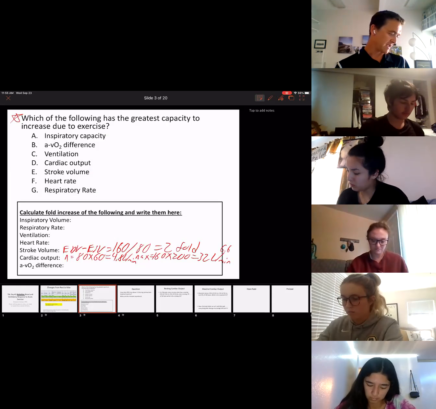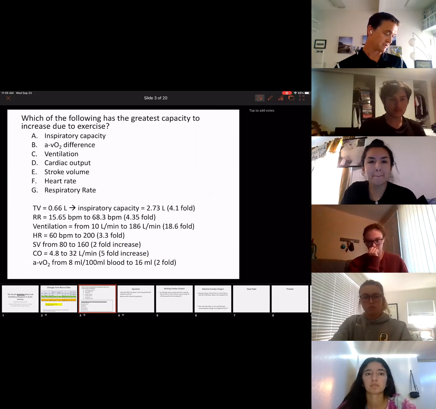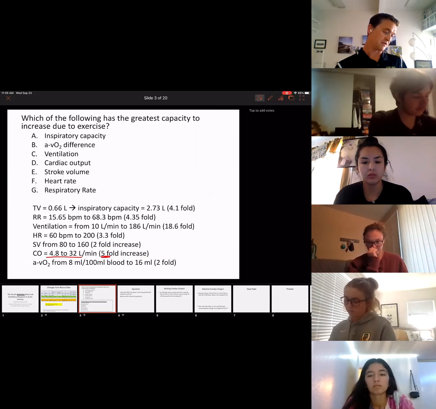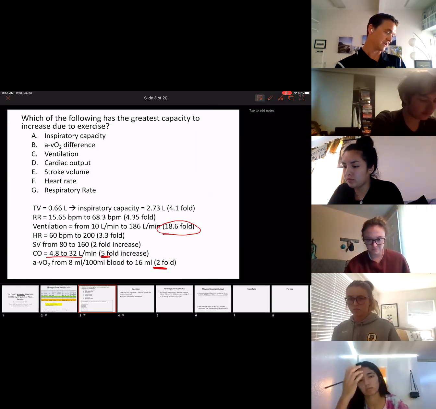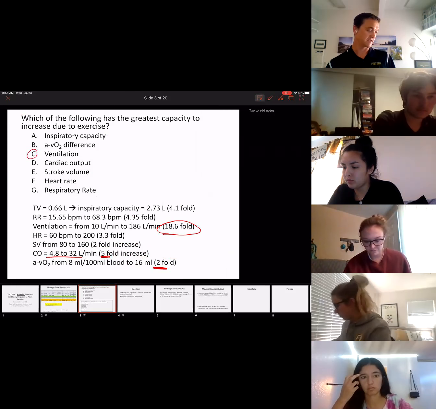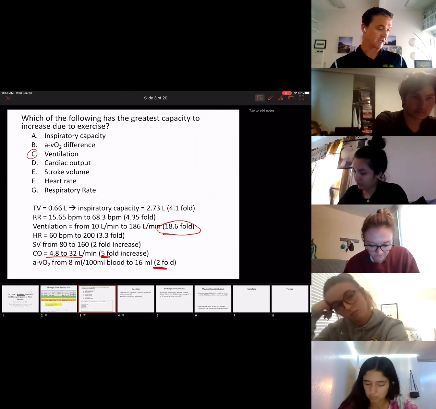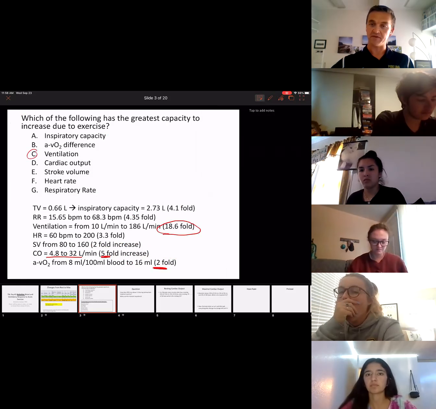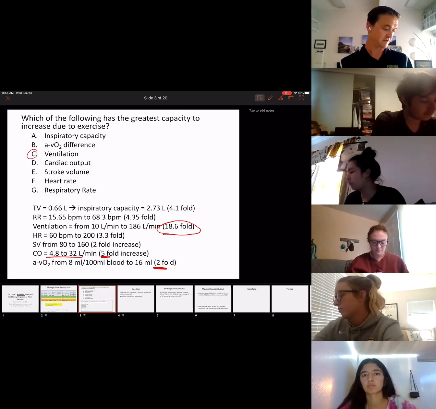So bottom line here is I can show you what the calculations are there. But we've got cardiac output right there, about a 5-fold increase. AVO2 difference only 2-fold. But still, this ventilation is the big one, right? So C is definitely the correct answer here. And it's pretty much always going to be the highest one. And that kind of just is helping to prove this point that ventilation and the lungs in general are way ahead of everything else, right? And those are not typically the limiting factor when we talk about VO2 max, okay?